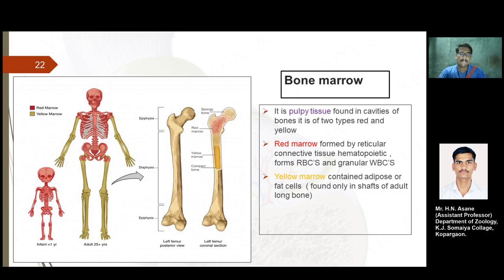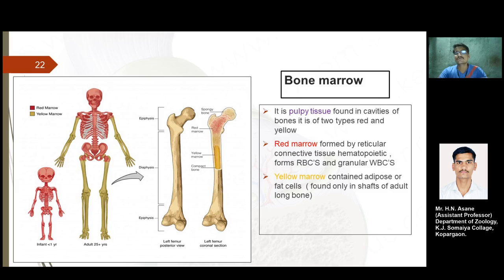Right below that is the red bone marrow, which produces the RBCs and the WBCs, and the yellow bone marrow is found only in the shaft of the adult long bones. As you can see in the picture itself, in infants, children less than 1 year old, all bones are composed of red bone marrow.